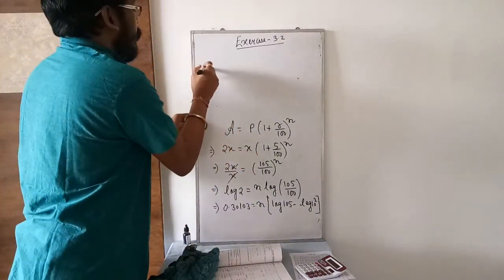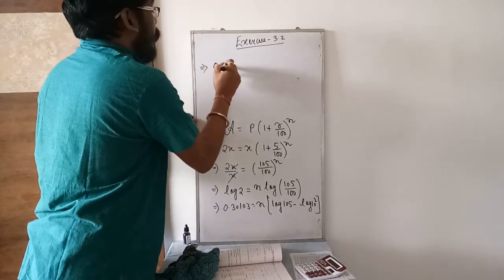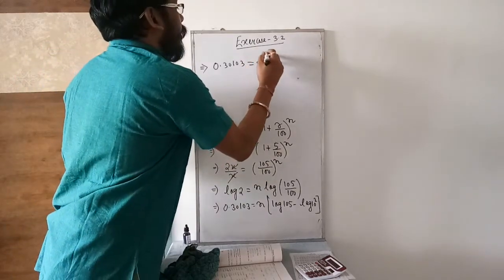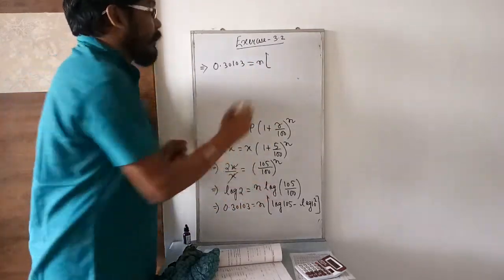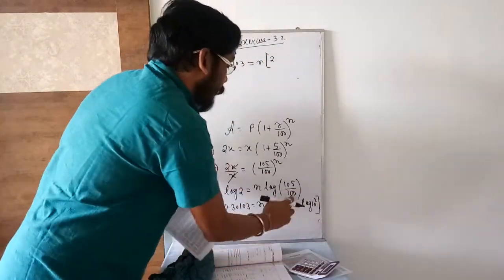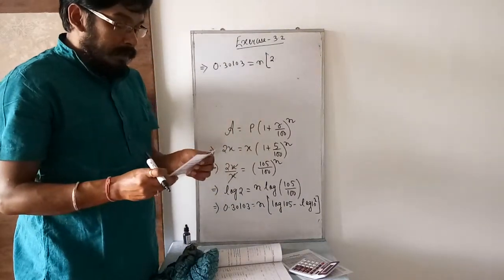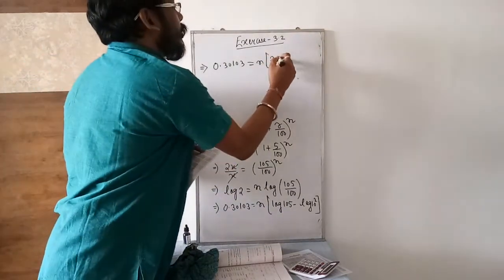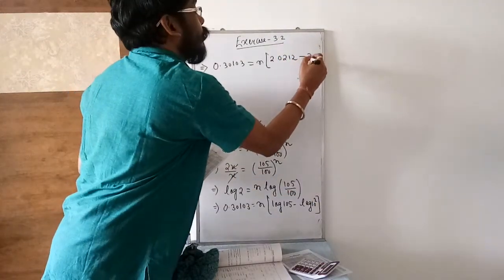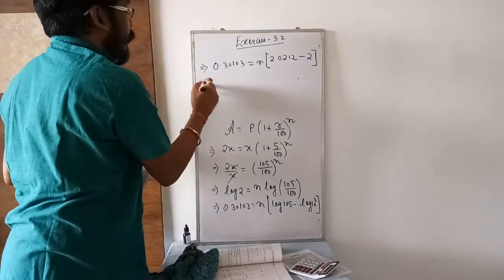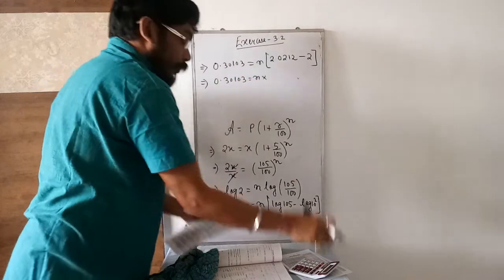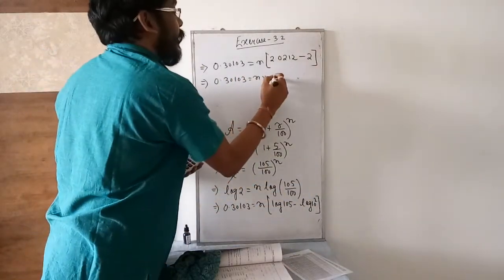Next, let me wrap this upper part. So this implies 0.30103 equals n times the value of log 105. There are 3 digits, so it is 2 point, and you will search for 10.5 in the log table. 10.5 is 0212. So 0212, the characteristic is 2, minus log 10, whose value we know is 1. So it is 0.30103 equals n, and if I do the subtraction, I will get 0.0212.